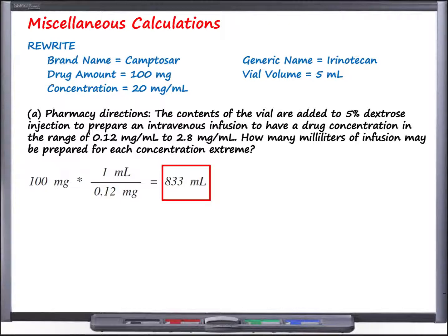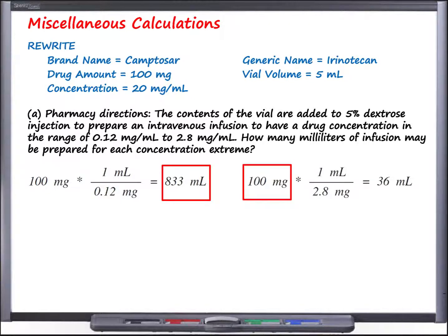So what that says is that if we took 100 milligrams out of that vial and mixed it with enough dextrose so that our final volume had 833 milliliters, that would provide us that low concentration of 0.12 milligrams per mil. Let's do the same thing for the high concentration.